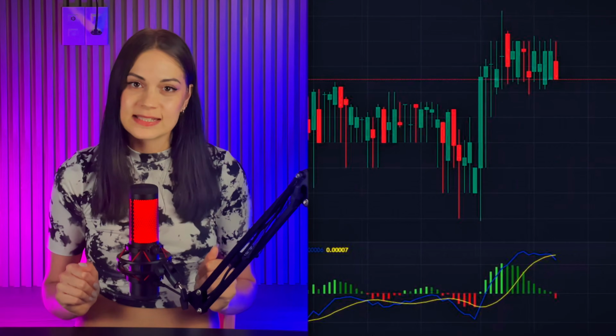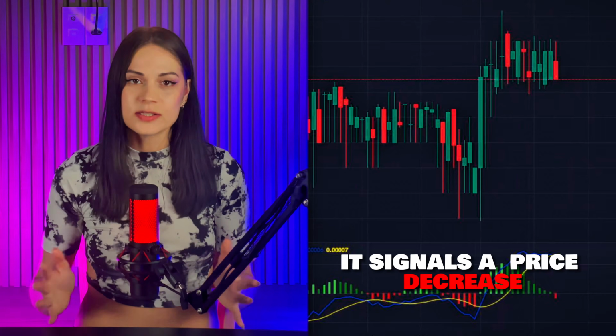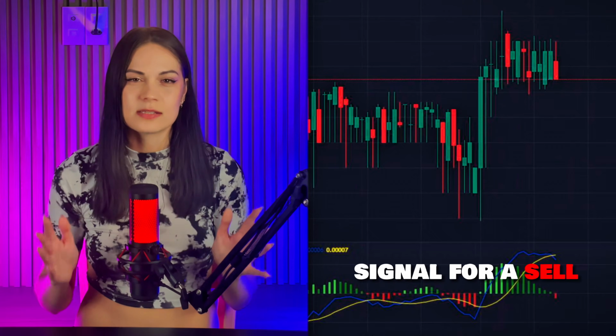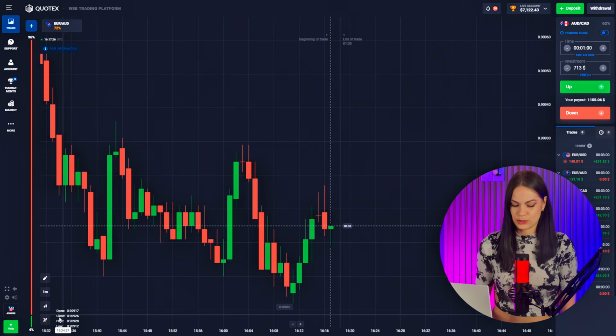So when the MACD line crosses the signal line from top to bottom, it signals a possible price decrease and maybe a signal for a sell. And when the MACD line crosses the signal line from the bottom to the top, it is a buy signal. The MACD combines properties of trend and oscillator indicators, which makes it a useful tool for determining entry and exit points for trades. Now let's add the MACD indicator to the chart.